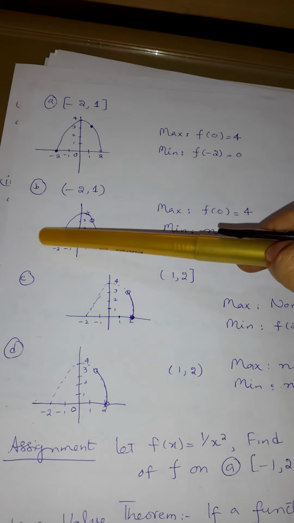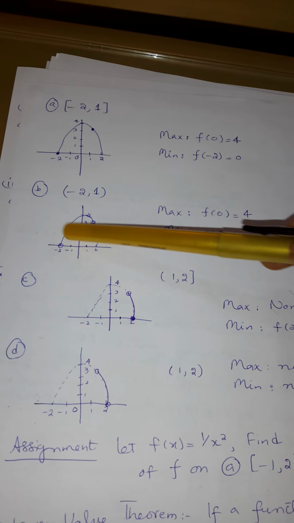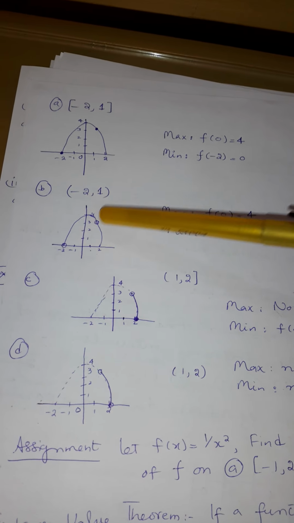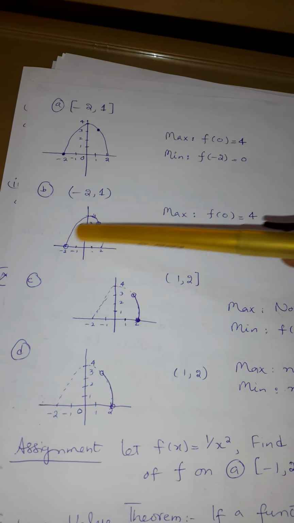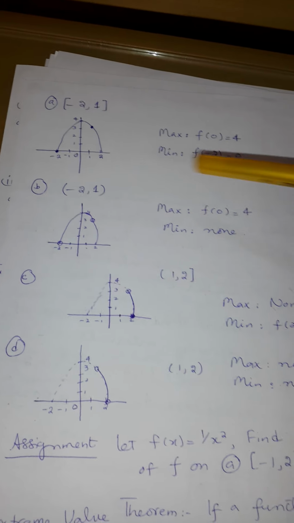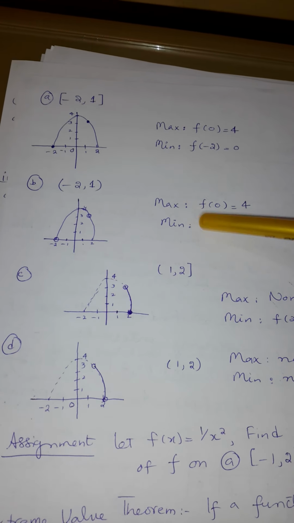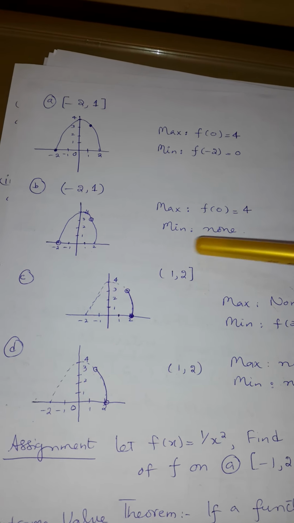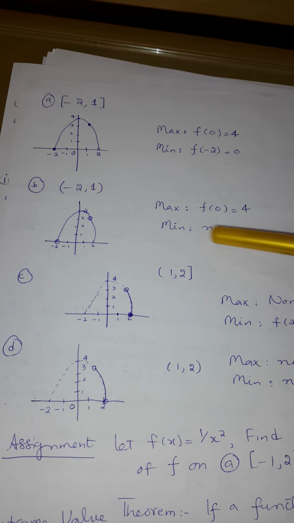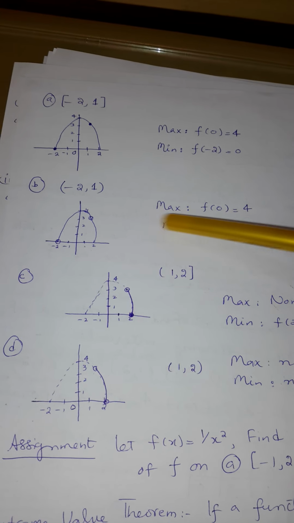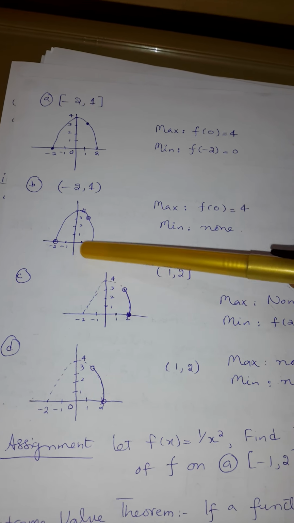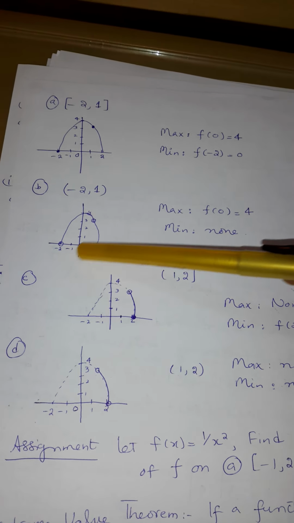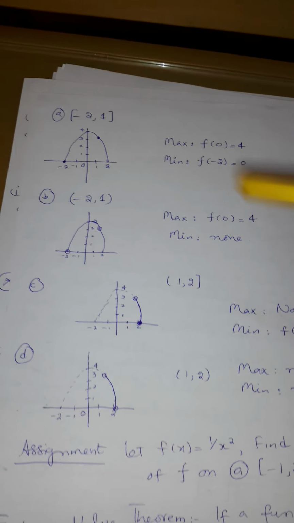Now in part B, we have the open interval -2 and 1. And here we will show these endpoints with hollow circles. It means -2 and 1 are not included in this domain. Now the maximum value of the function is at point 0. It is 4. But the minimum value is not included. So it has no minimum value, because -2 is not included in the domain.